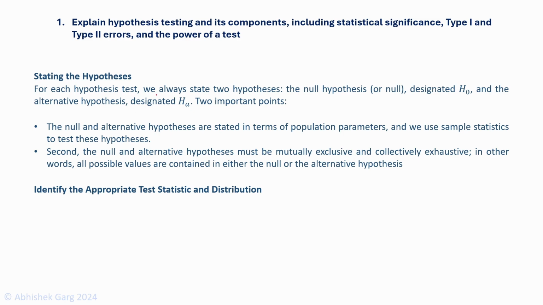Stating the hypothesis. For each hypothesis test, we always state two hypotheses, the null hypothesis designated as H0 and the alternate hypothesis designated as HA. There are two important points that you need to remember. The null and alternate hypotheses are stated in terms of population parameters. That is, eventually you are concerned with the population parameters, and we use sample statistics to test these hypotheses. That means we are specifying the properties of a population, but we are using the sample statistics.